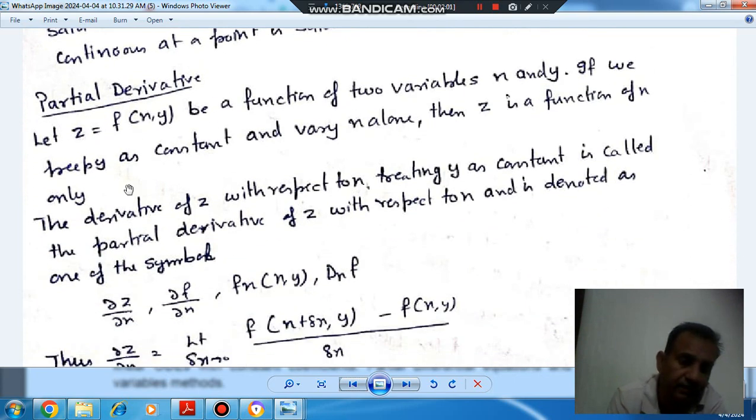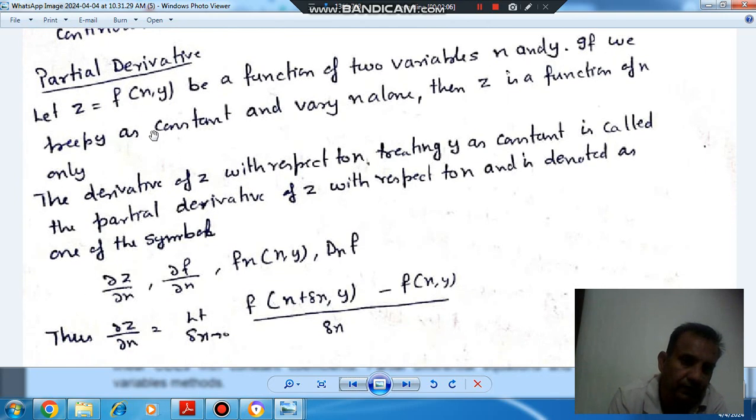The next definition is partial derivative. We have z, which is a function of x and y. If we keep y constant and differentiate z with respect to x, then it is called its partial derivative, and it is represented by curly z by curly x, or curly f by curly x, or f_x(x, y). The simple function is f(x, y), and the partial differentiation is f_x(x, y), or D_x f. So these are the ways to represent partial derivatives.